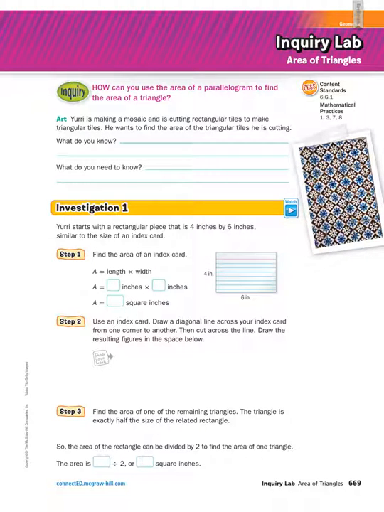All right, guys and gals, today you are doing an inquiry lab on area of a triangle. Specifically, we want to know how you can use the area of a parallelogram to find the area of a triangle. In other words, how is the area of a parallelogram related to the area of a triangle? So we're going to go through investigation 1 to show you.